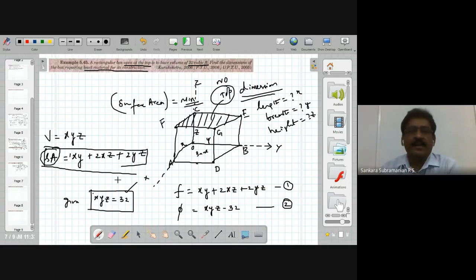So இப்போ என்ன கேக்குறாங்க? Find the dimension. Find x, y, z such that in the f அப்படினா என்ன? This is the surface area. Surface area must be minimum, least material for its construction. And moreover, condition என்னன்னா அந்த x யும் அந்த y யும் அந்த z யும் எடுத்து மல்டிப்ளை பண்ணோம்னா you should get the value 32. Please take down the problem. எழுதிக்கோங்க. So this is f, this is phi for this problem.